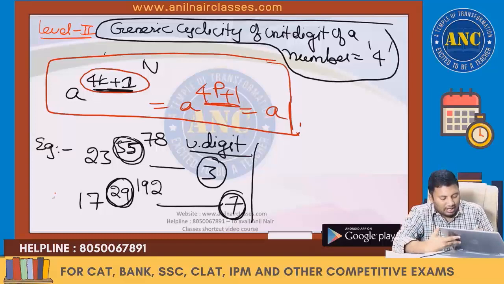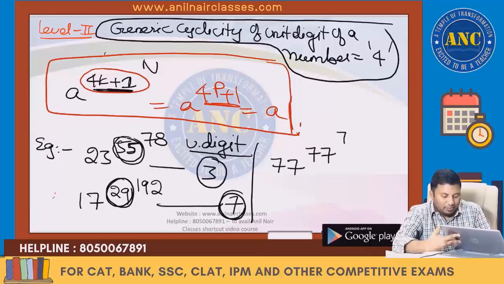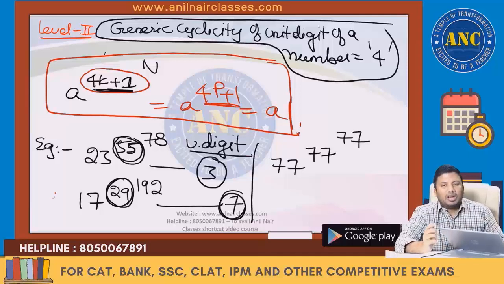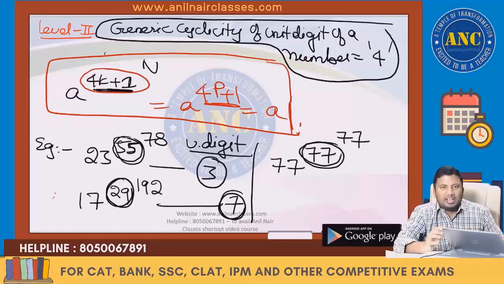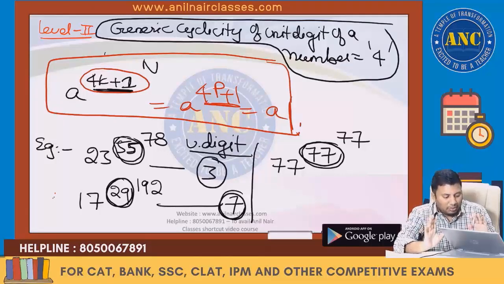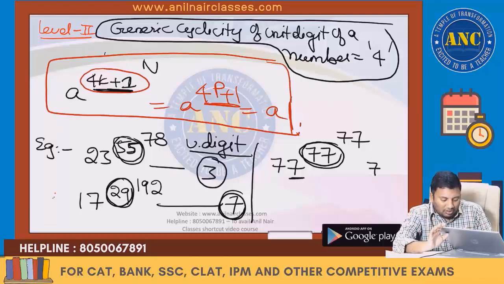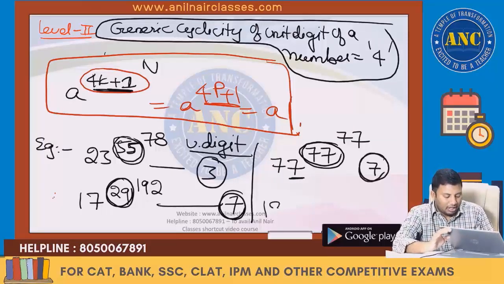Next one, another example. 77 power 77 power 77. Only take the unit first power. 77 is 4 into 19 plus 1. 4k plus 1 power any number. What is the unit digit? 7.